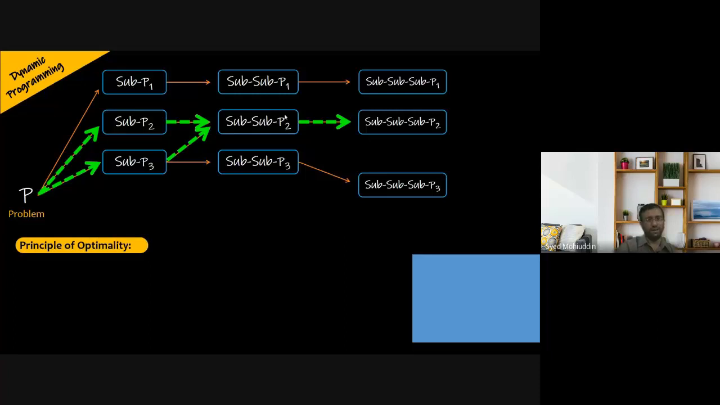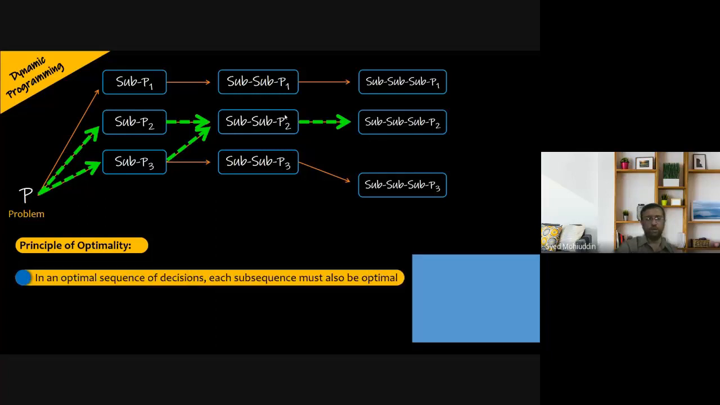Now, to have an efficient way of implementing dynamic programming, we make use of the principle of optimality. The principle of optimality states that in an optimal sequence of decisions, each subsequence must also be optimal. For example, if we are computing the solution for subproblem P2, we start from the bottom, we use a bottom-up approach.